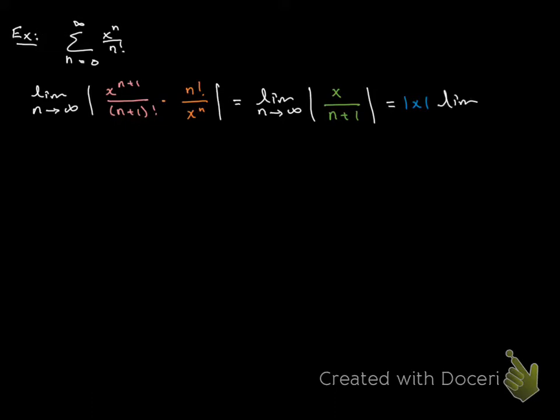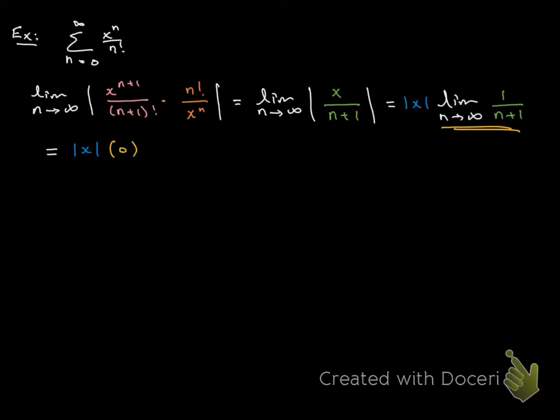And again, these n's are positive, so I can drop absolute value. I'm taking the limit of 1 over n plus 1. That limit right there is, of course, 0. So I take absolute value of x and multiply it by 0.